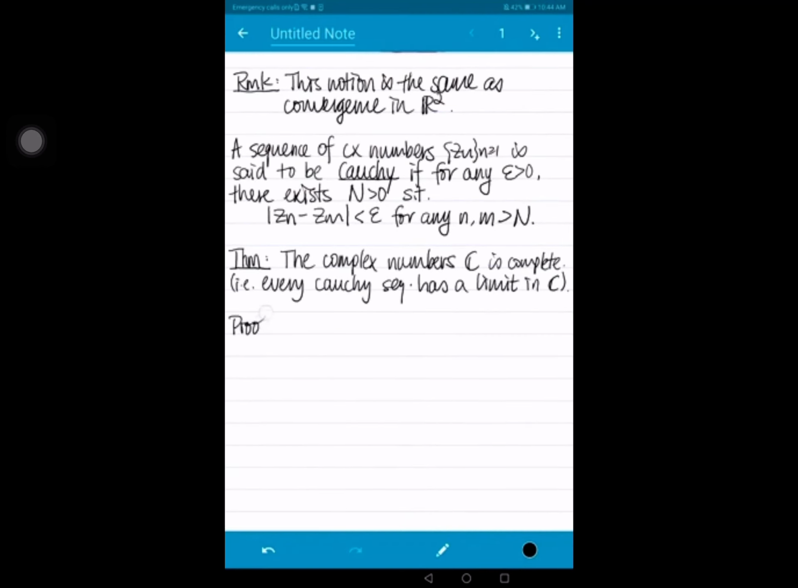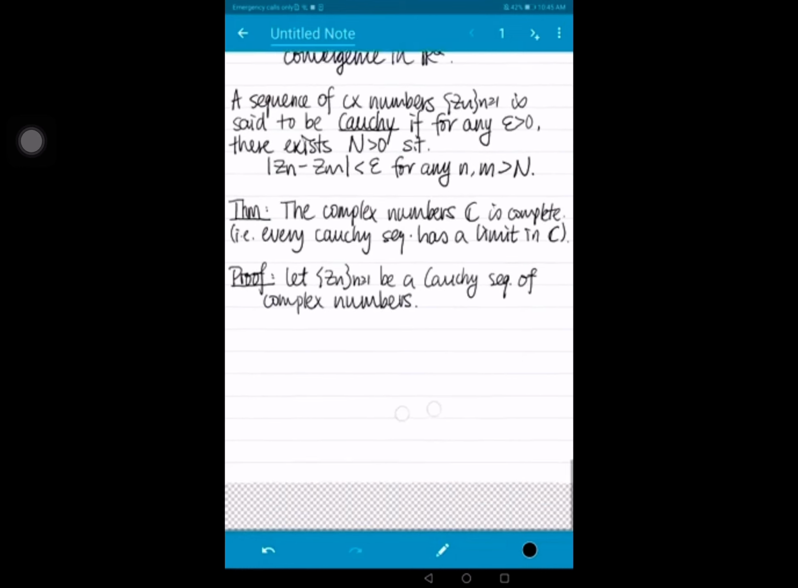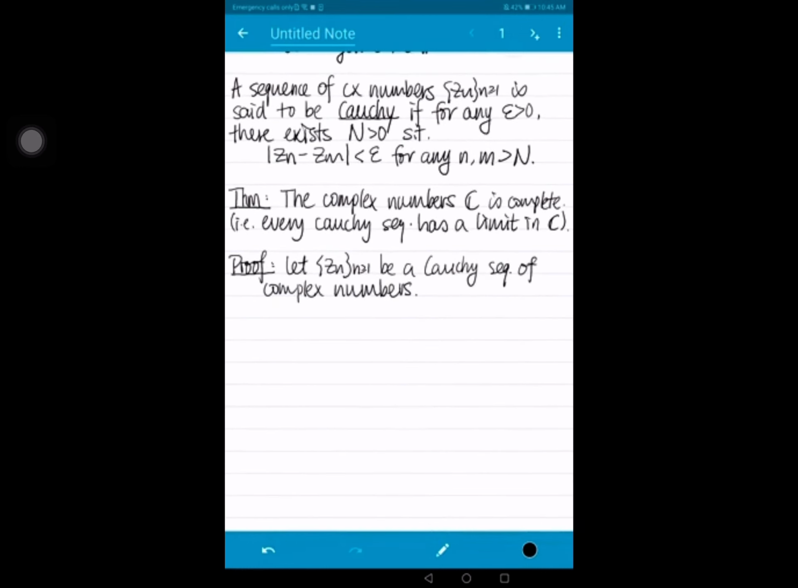So why is this true? Let's consider a sequence of complex numbers. Let z_n, n greater than or equal to 1, be a Cauchy sequence of complex numbers. We want to show that every Cauchy sequence has a limit in C. So we start with any arbitrary Cauchy sequence z_n, and then we want to find a limit for this sequence in C. How do we do this?